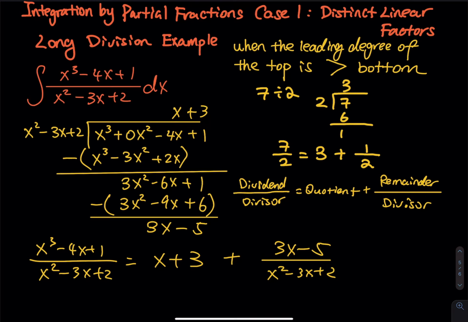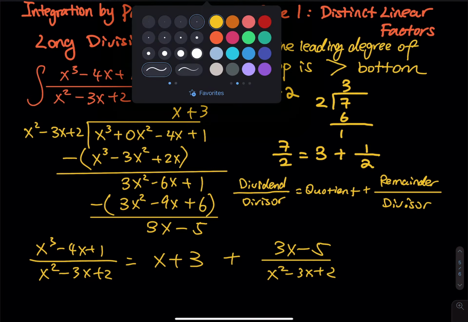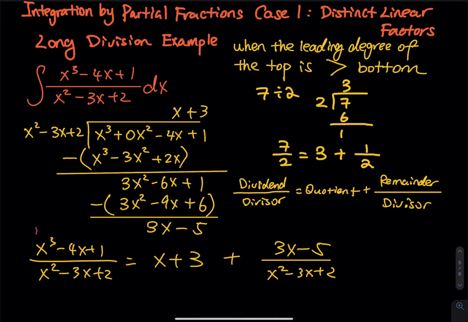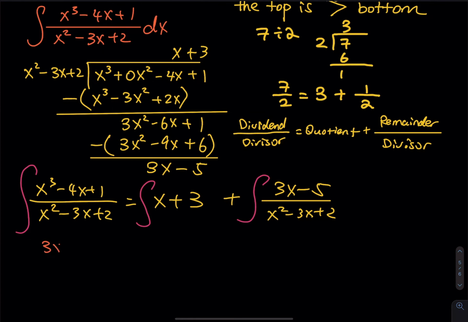Okay, so now let's change this to another color. You are trying to integrate this, right? So that means you are trying to integrate this and integrate that. So let's do the partial fraction right now. So you have a 3x minus 5 divided by x squared minus 3x plus 2.